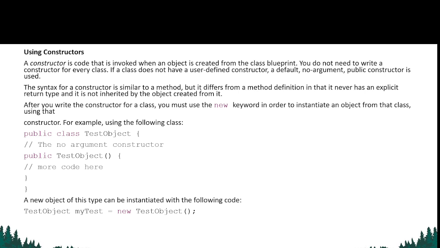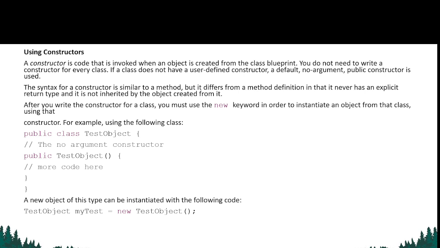Now we have to use the constructor. How does a constructor work? A constructor is always created or invoked whenever an object is created from a class. You do not need to call the constructor, you cannot invoke it, the constructor is invoked automatically. If a class does not have any user defined constructor, a default no-argument public constructor is used. For using the constructor, it should have the same name as the class, and it is different from a method definition.